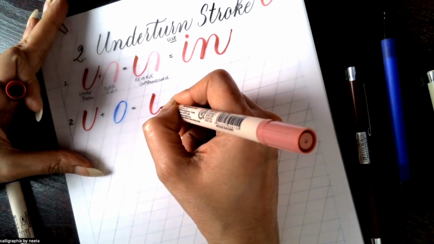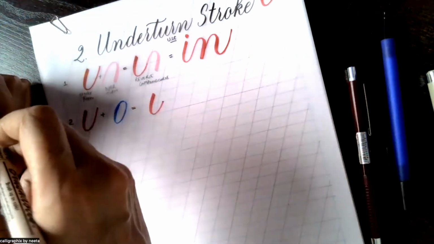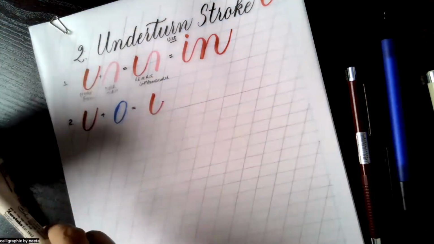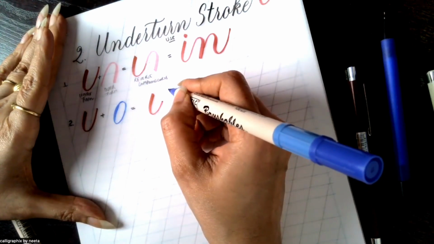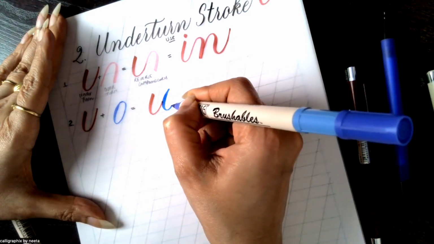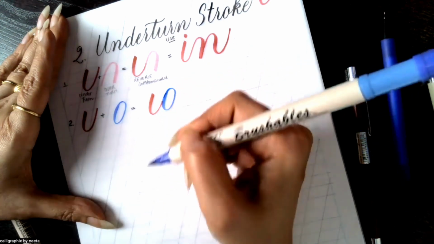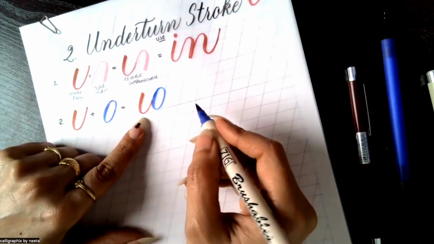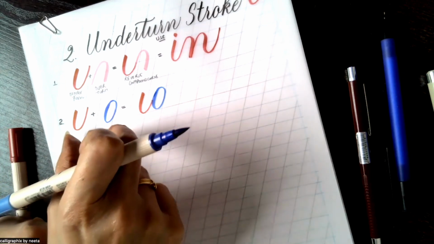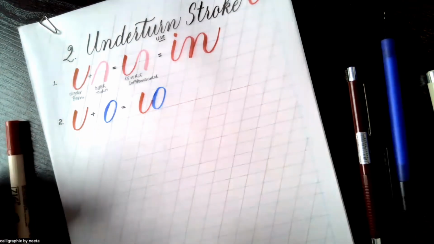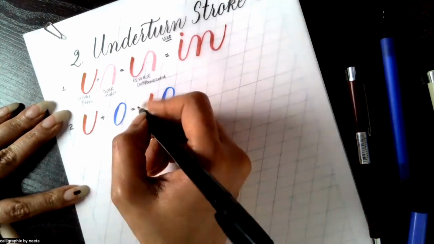We are going to create our underturn till this much, like half of it, when we are going up. And then when we are connecting our oval with this, we are going to join it like this. So this is how we create this combination or connection of the underturn stroke with our oval. Let's write it down and see how and where we can use it.